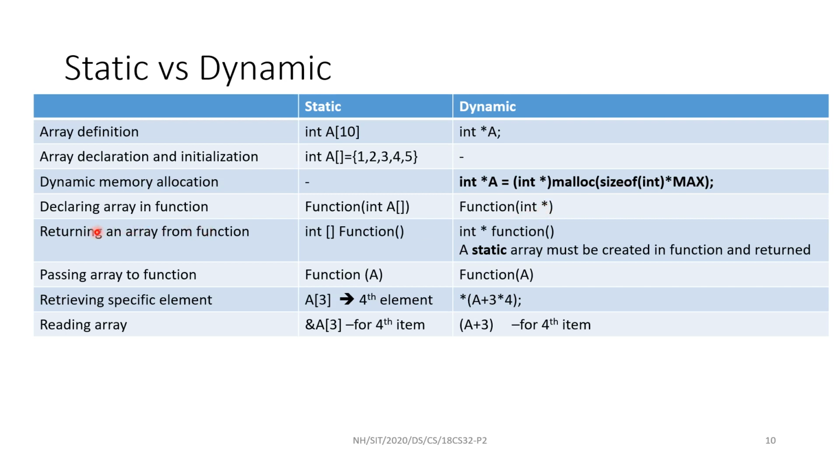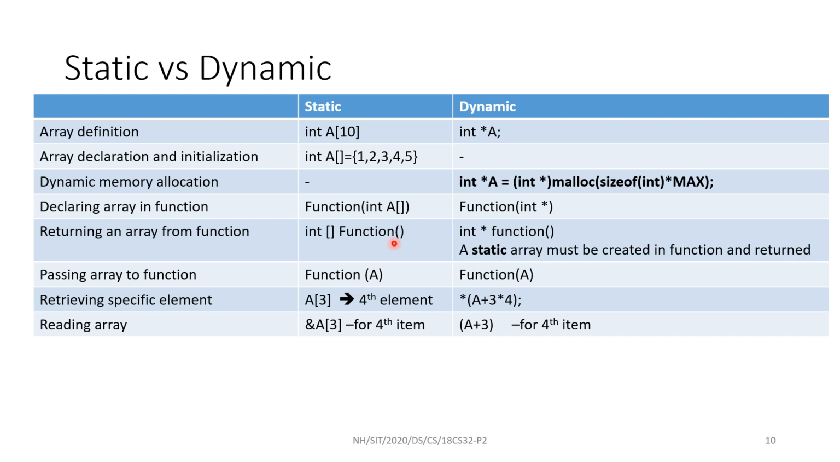Then a function can return a static array or a pointer to the array. In case of a function that returns a static array, the return data type has to be array, integer array, function name. In case of dynamic, if a function is returning the array pointer, int star is enough. Remember that inside the function, create a static array. This is very important. Static array has to be created. That static array you are going to return.